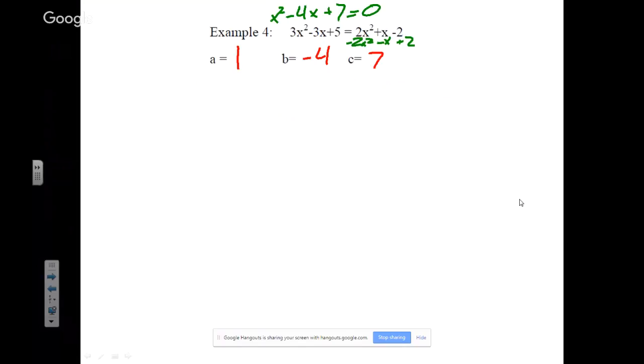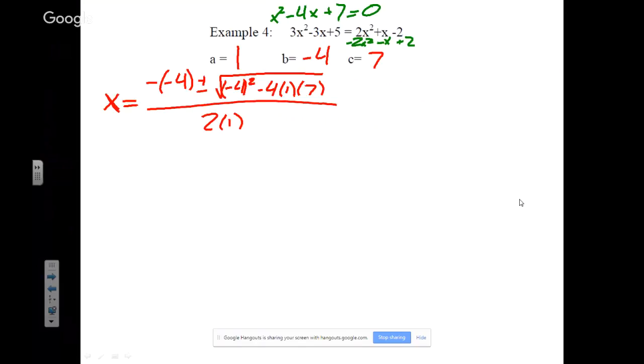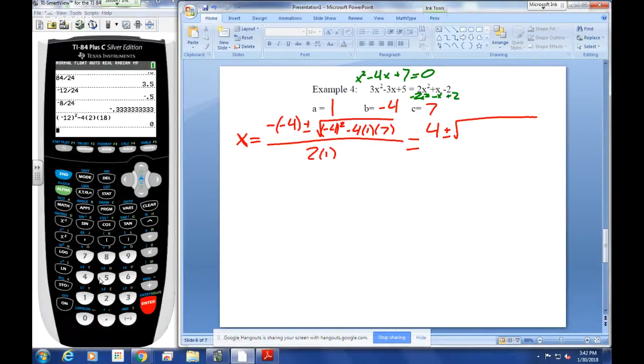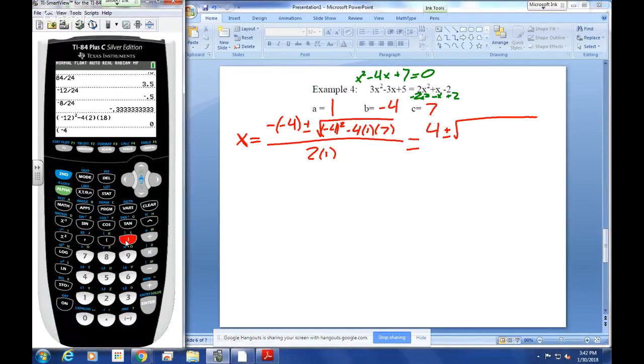Then we just got to plug those into that quadratic formula. So we get x equals negative b plus or minus the square root of b squared minus 4 times a times c, all divided by 2a, which is going to simplify down into just 4 plus or minus the square root of the determinant, which, when we go back to the calculator, we're going to see is negative 4 squared minus 4 times 1 times 7. That's going to give us negative 12.